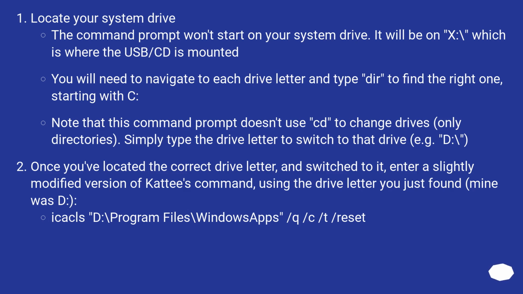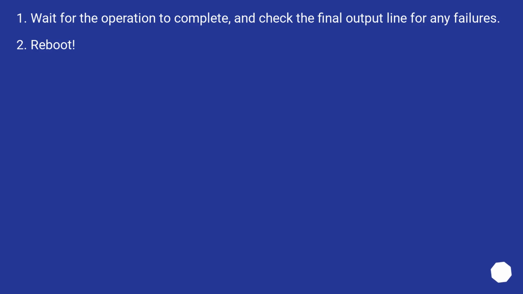Once you've located the correct drive letter and switched to it, enter a slightly modified version of Caddy's command, using the drive letter you just found. Mine was D. So D:\Program Files\WindowsApps /q /c /t /reset. Wait for the operation to complete, and check the final output line for any failures. Reboot.